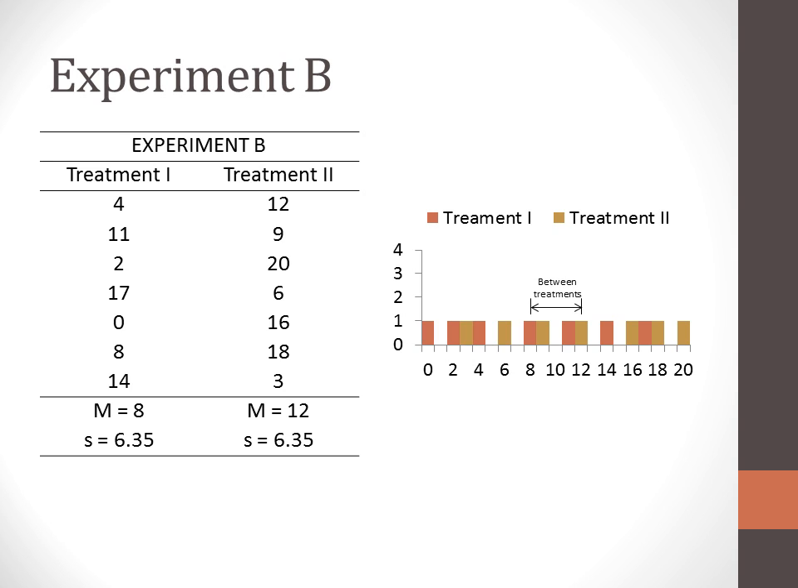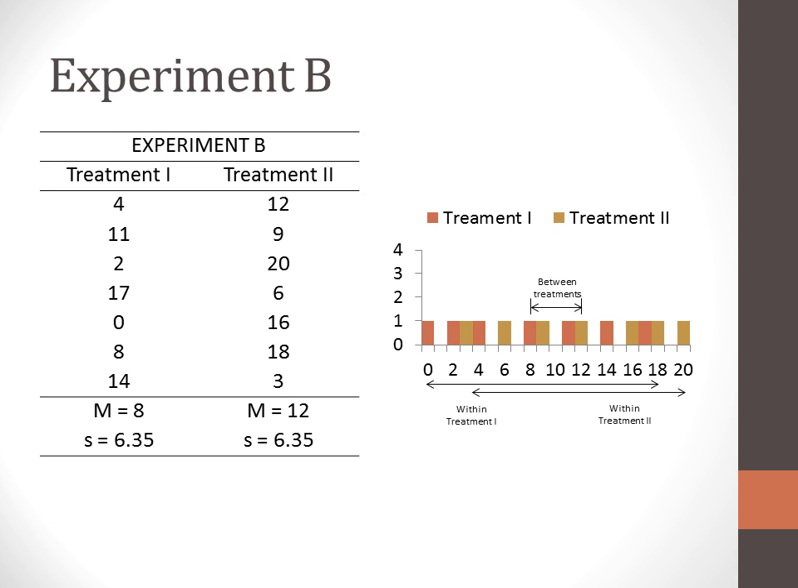We can also examine the within treatment differences, which are indicated by the range of scores for the first treatment and the range of scores for the second treatment. And what you see is that there's a lot of within treatment overlap between these two groups, which was not the case for experiment A. So now the between treatment value is small in comparison with the within treatment values.